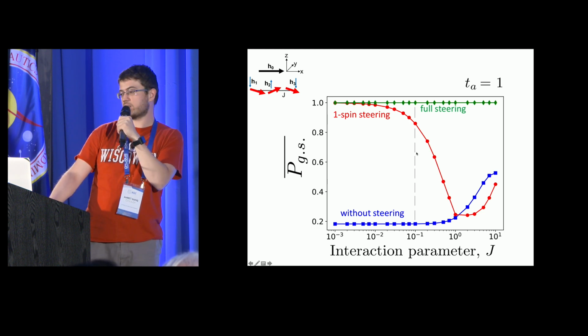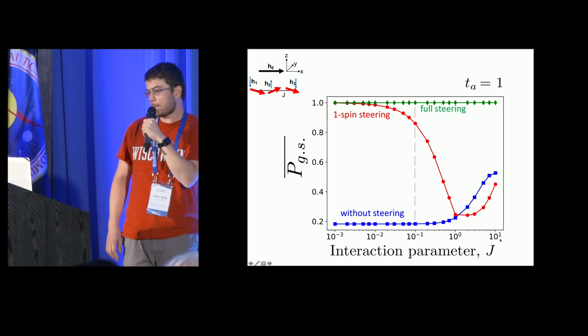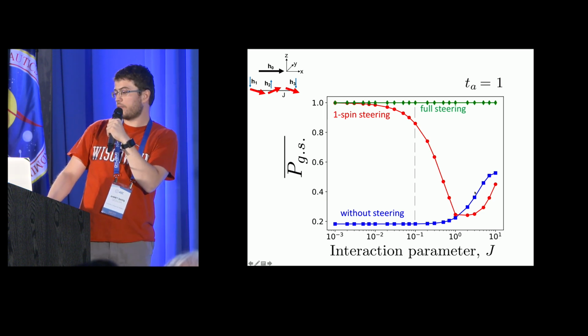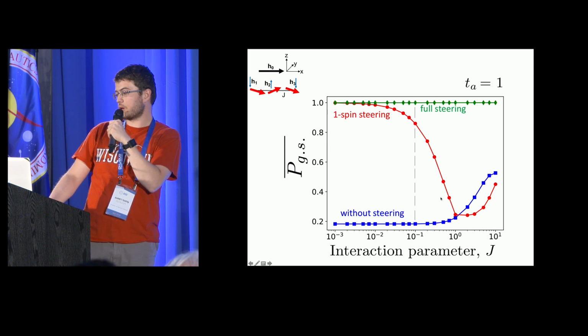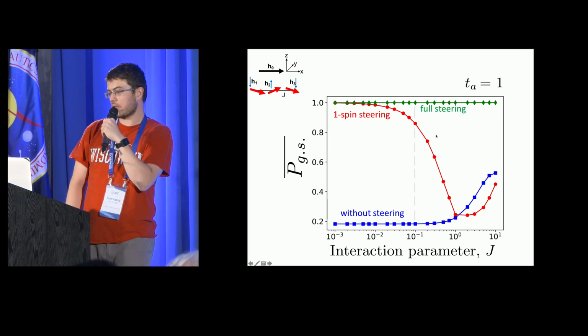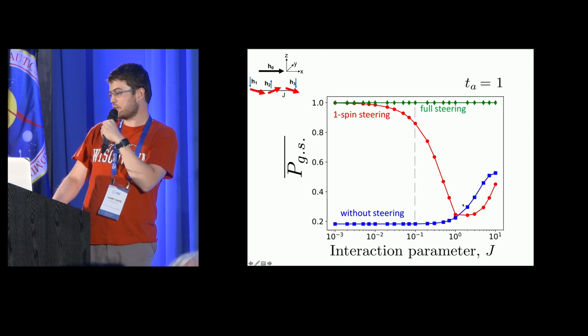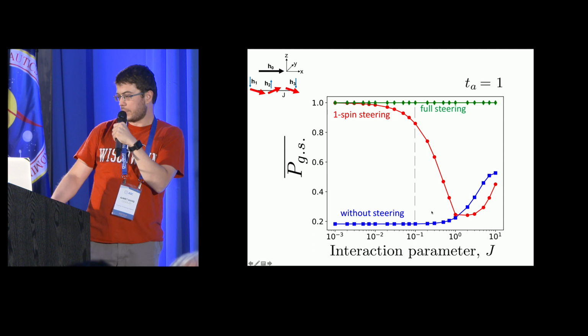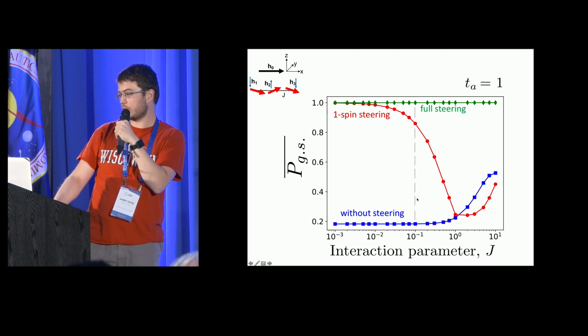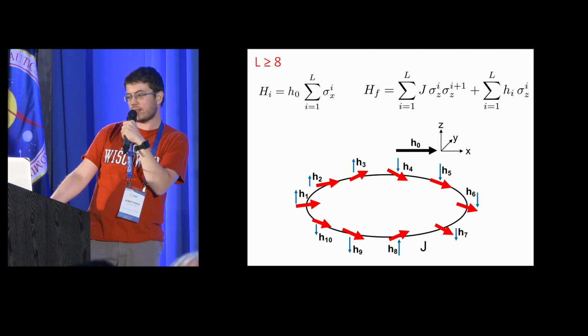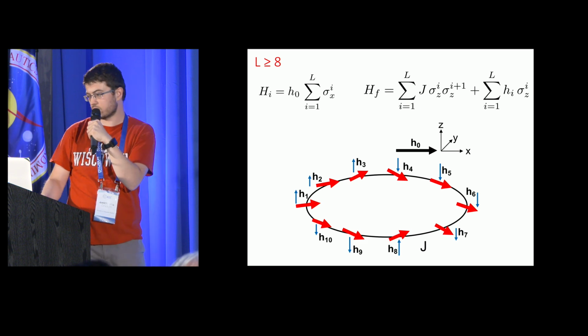So I show the value for J equals 0.1. What happens if we fix the annealing time equal to 1 and change J from 10 to the minus 3 to 10 to the 1? Up to J equals 1, we can increase the average ground state probability if we apply the steering, one-spin or full steering. For larger J, the unsteered algorithm performs slightly better. But if we keep J smaller, it's possible to get much larger probability.